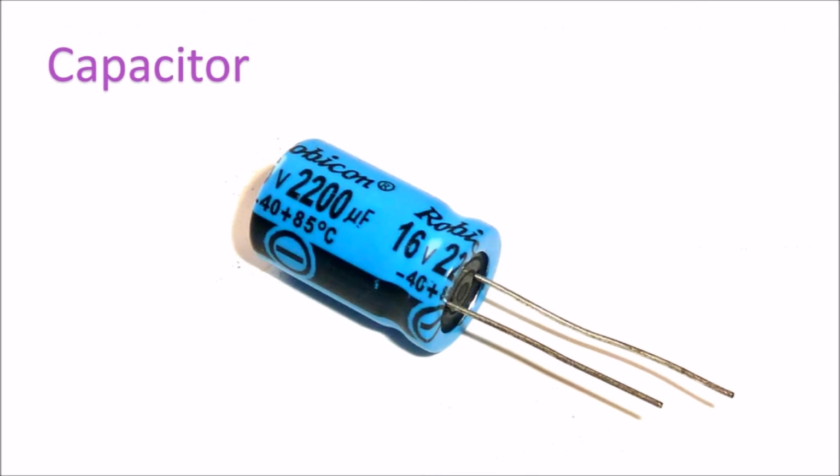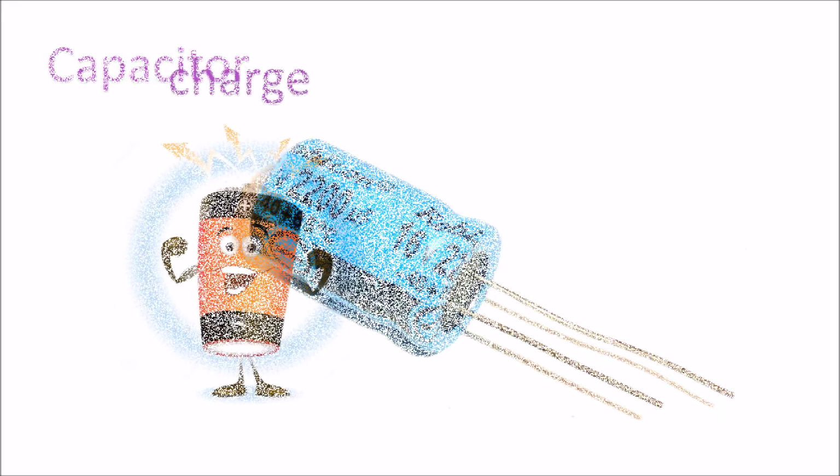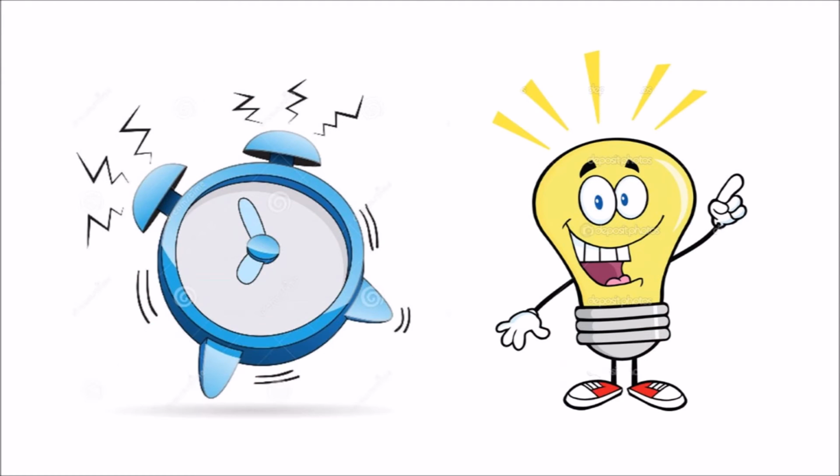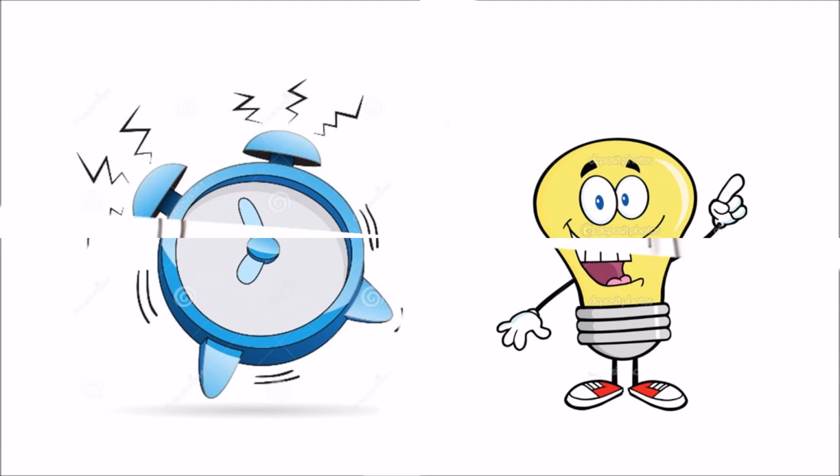Capacitor. You can think of a capacitor as a battery with very low capacity. You can charge and discharge it just like a battery. The capacitor is often used to introduce a time delay in a circuit, for example, to blink a light. It's commonly used for removing noise, or making the supply voltage of a circuit more stable.